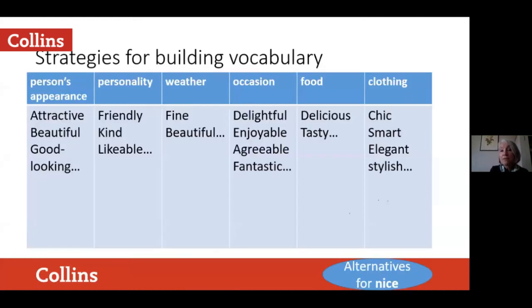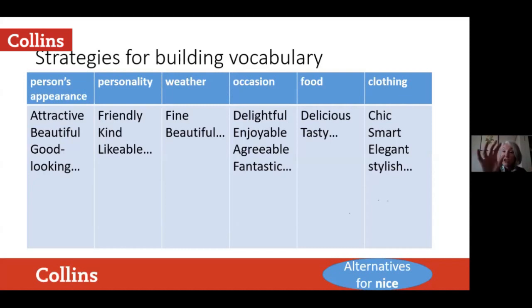And we can put this vocabulary into charts. So this is me putting nice into some charts. We've got a person's appearance: attractive, beautiful, good looking; personality: friendly, kind, likable; weather: fine, beautiful; occasion: delightful, enjoyable, agreeable, fantastic; food: delicious, tasty; clothing, etc., etc.